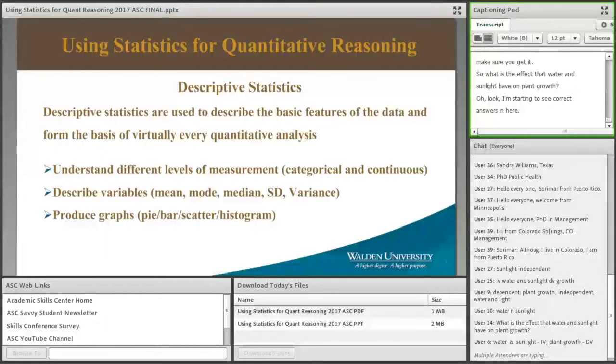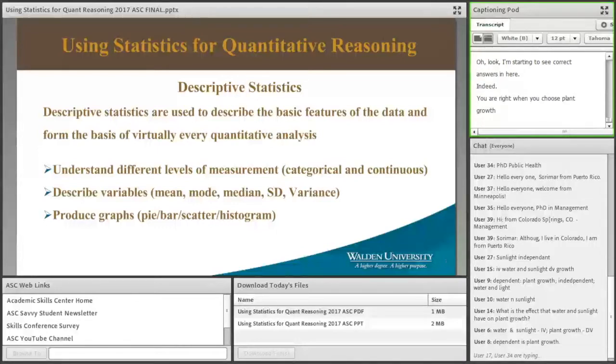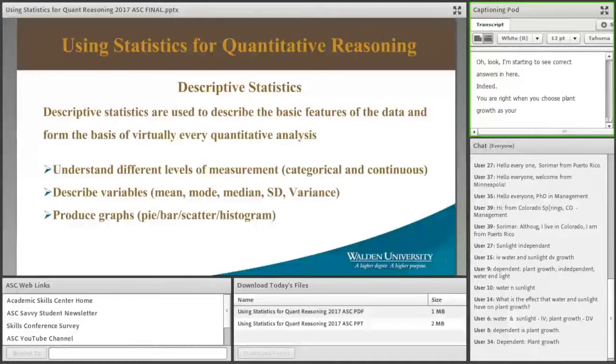Indeed, you are right when you choose plant growth as your dependent variable. And why is that? Because water and sunlight, also known as your independent variables, change or alter the dependent variable. In this example, you take away water, your plant may not grow the same. Or sun, your plant may not bloom at the end of the day.